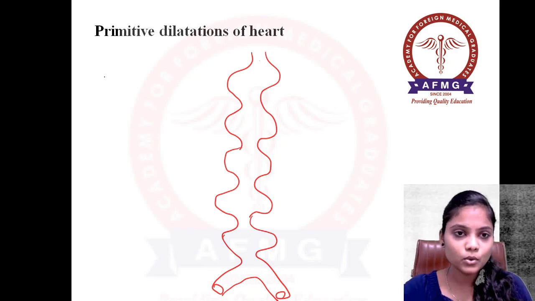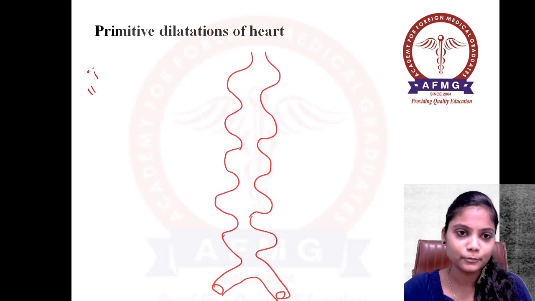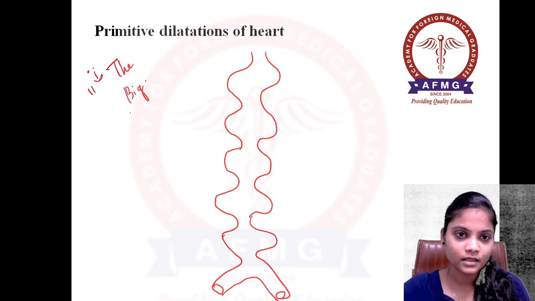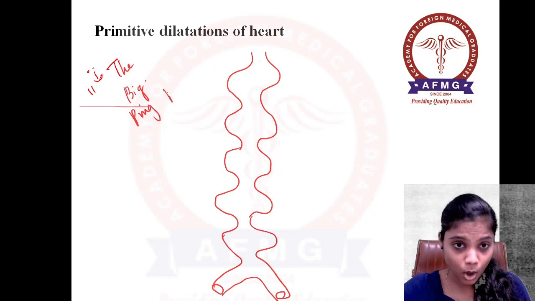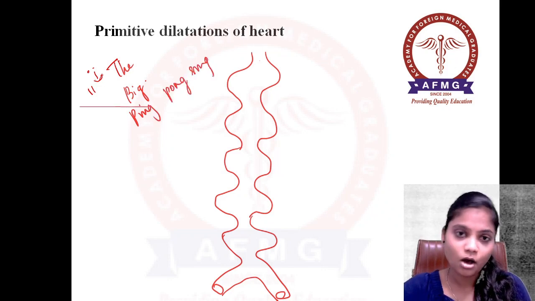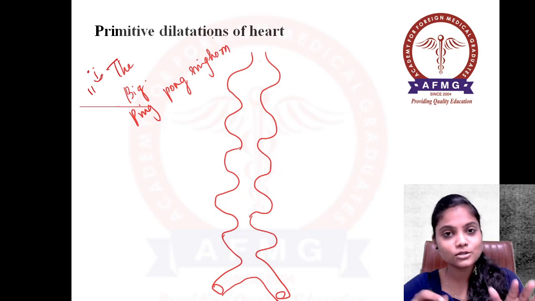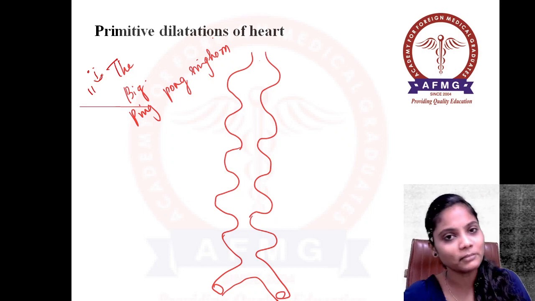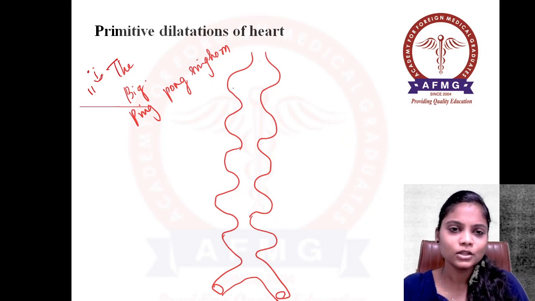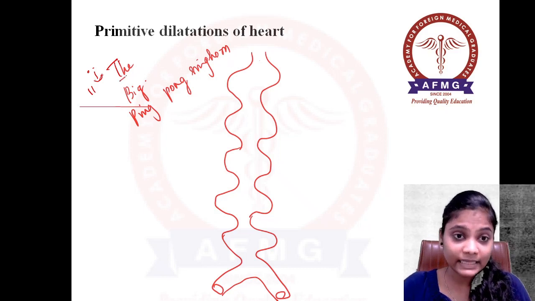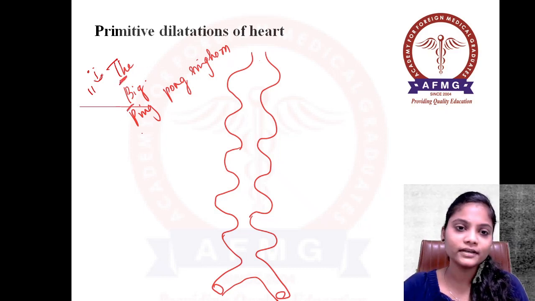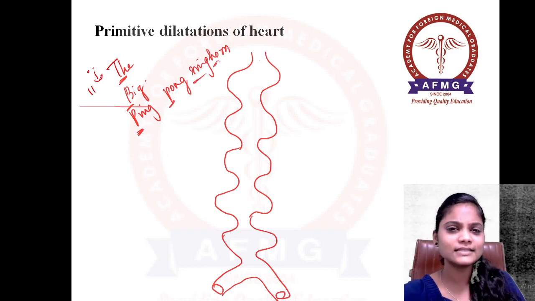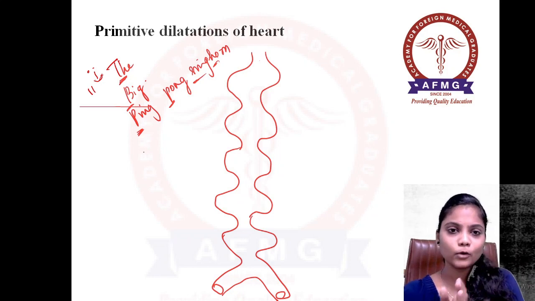So I'm going to give you a mnemonic. The mnemonic is "the big ping pong sing a horn." You can also say "sing a song," but "sing a horn" would be more prominent. So here, T is important, B is important, P is important, again a P is important, S and H are important. So the mnemonic is: the big ping pong sing a horn.